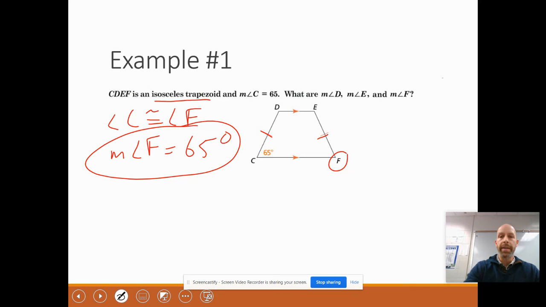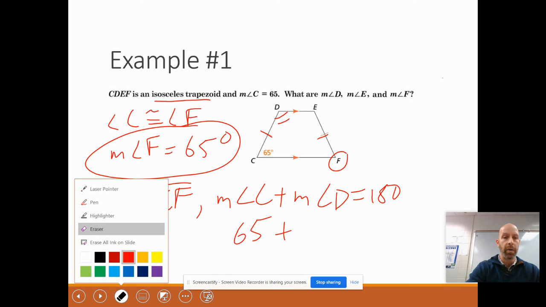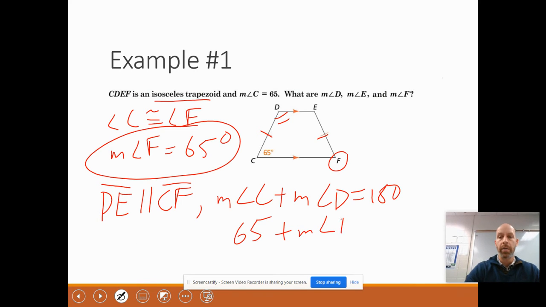To find angle D, we're going to use the fact that since these two sides are parallel, since segment DE is parallel to segment CF, the measure of angle C plus the measure of angle D has to be 180. In other words, 65 plus the measure of angle D has to equal 180. So we just need to subtract.